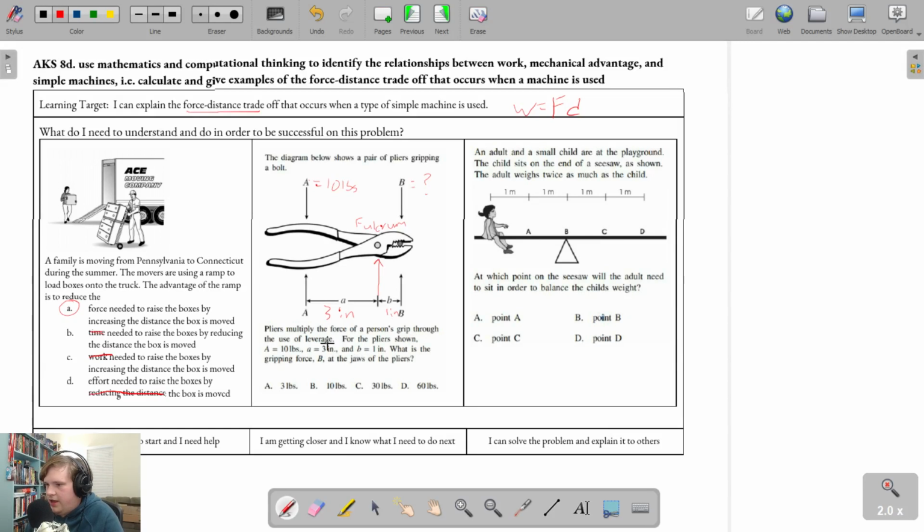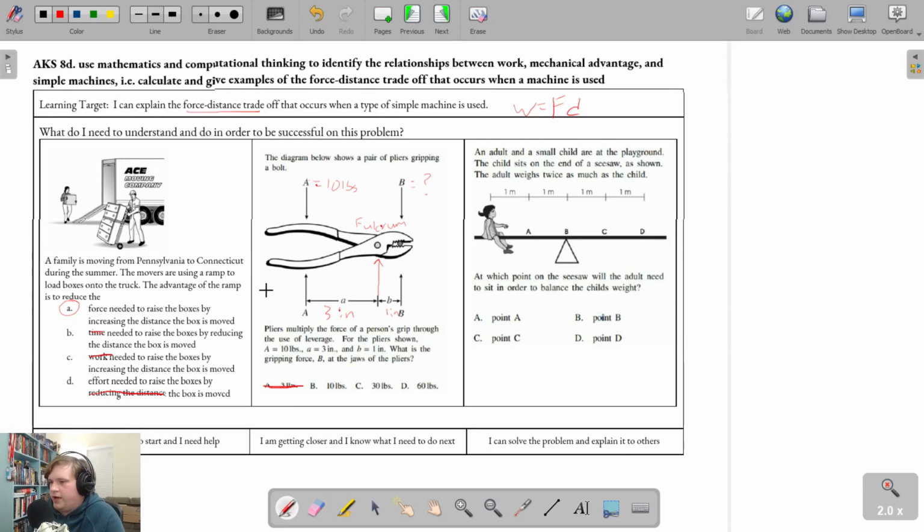Here, A is equal to 3 inches and B is equal to 1 inch. We know that the resistance arm is smaller, so our mechanical advantage is going to be greater than 1. Meaning that we put in 10 pounds, we will get out something larger than 10 pounds. So instantly, I can get rid of A. I don't have to do any math to get rid of A. It is below 10 pounds, which would mean a mechanical advantage less than 1. That's not the case here.